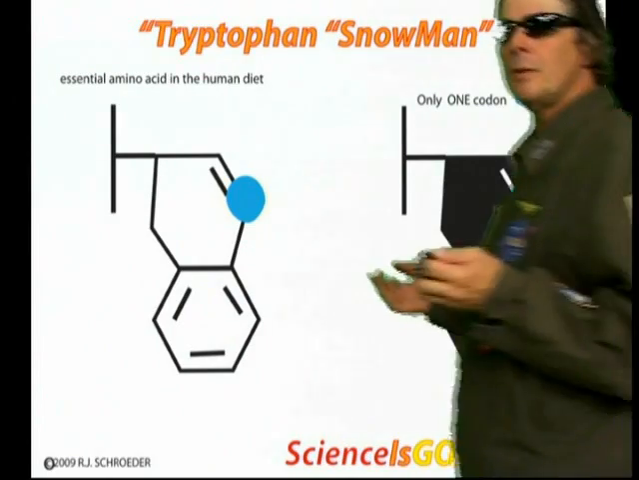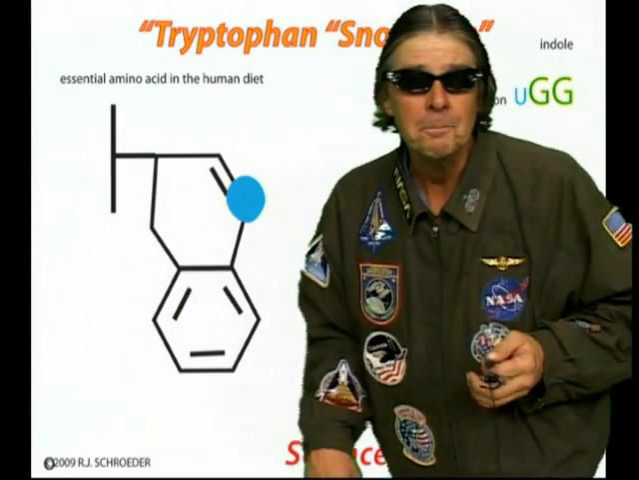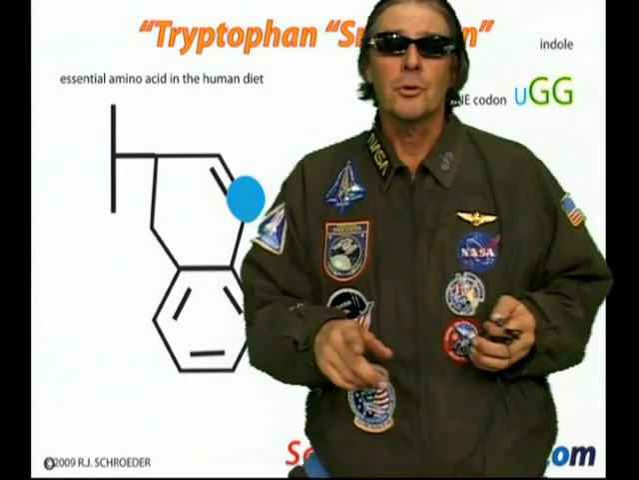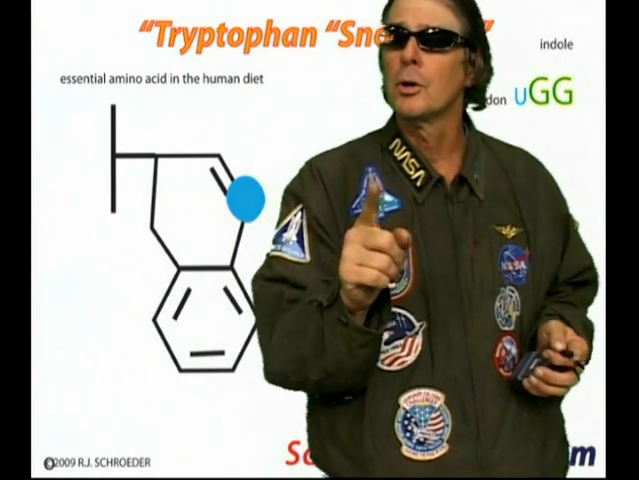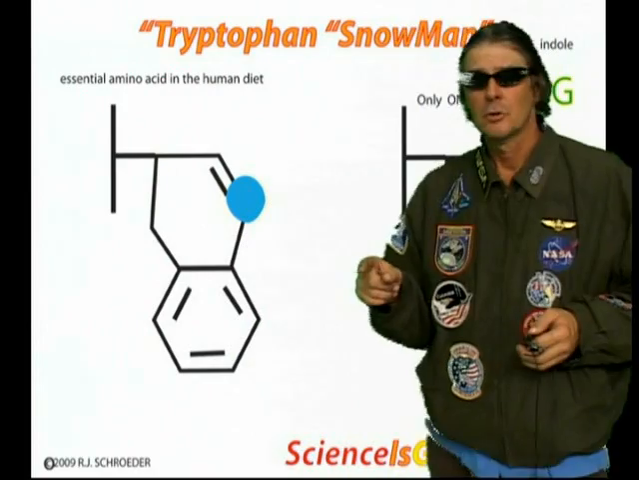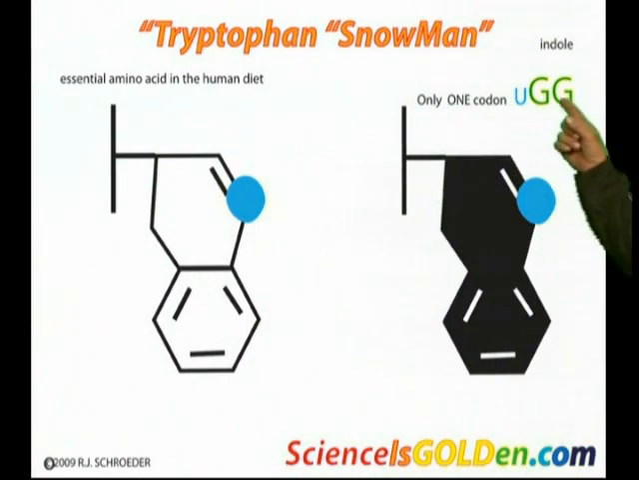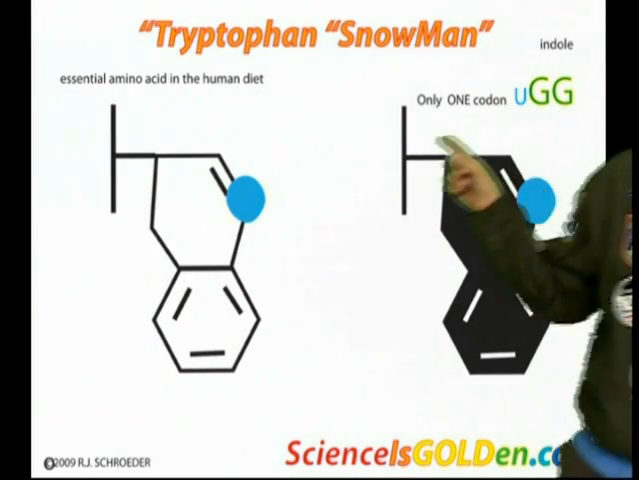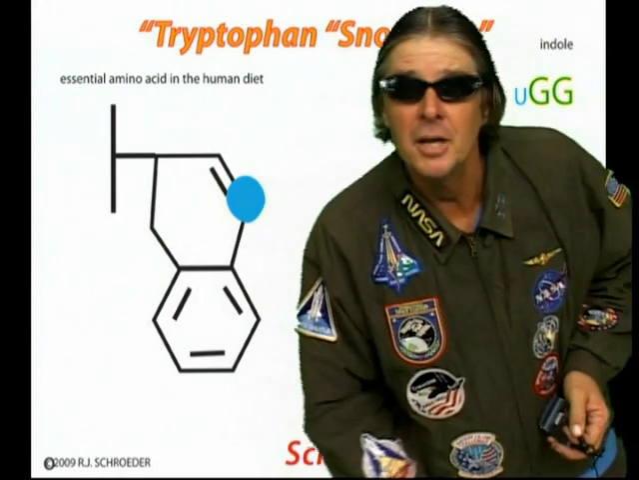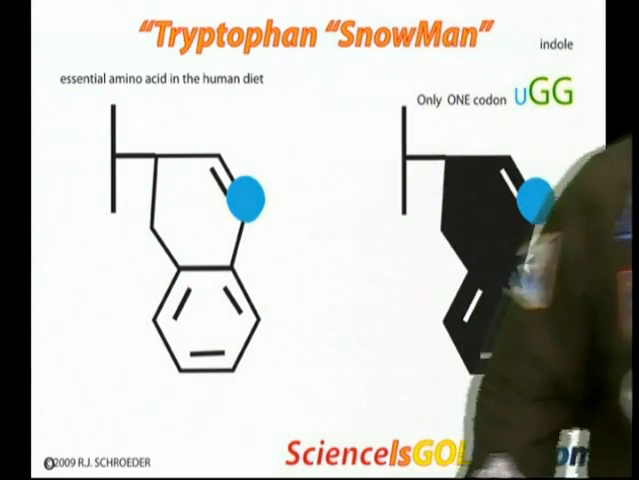And the beauty, when you remember tryptophan, of all the codons, there's one code for tryptophan. There's three codes to stop. One for tryptophan, UGG. I'll give you a hint. Tryptophan is an essential amino acid.